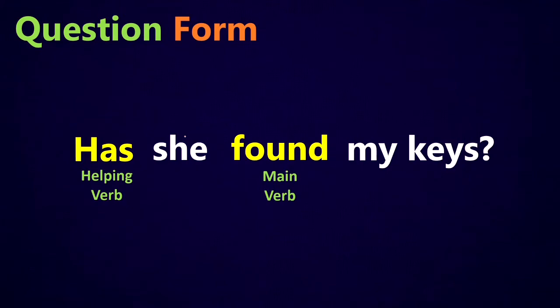If we're making it into a question, we simply move the helping verb before the subject, like every other verb form. So has she found my keys? Now here we're using the helping verb has because the subject is she. It's third person singular. So we're going to use has with third person singular subjects. So he, she, it. And we'll use have with everybody else. So I, you, they, or we. So has she found my keys? So we can see has is my helping verb and found is the main verb, and found is the past participle of the verb find.